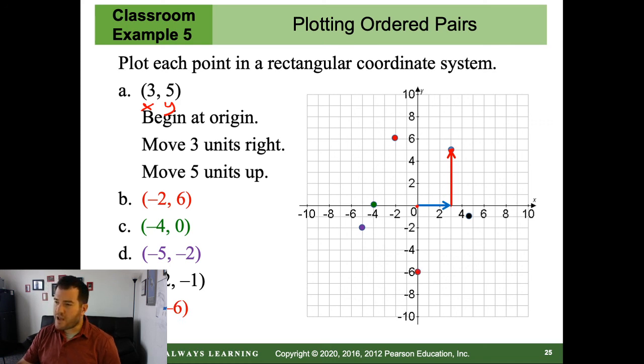And there you go. So probably the two hardest on this one is probably C, -4, 0. A lot of times I'll get people putting it on the y-axis. Remember, you always go left and right first before you go up and down. And then 0, -6 is probably the other one where it's like, okay, I don't go anywhere left and right, but I just go down 6. So hopefully you got those figured out.